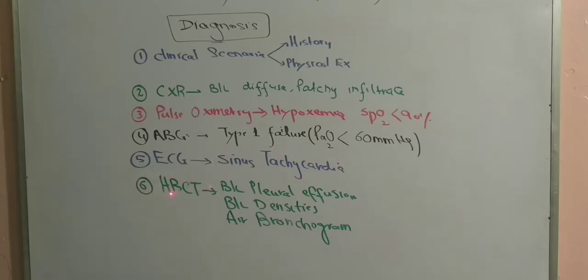And finally, we can also get the high resolution CT chest, because if X-ray cannot show something, HRCT will surely show. So there can be bilateral pleural effusion. Then there can be bilateral densities, and we see the air bronchogram, because there can be pneumonic patches, or ultimately these patients do develop bilateral densities which have got the bronchioles within them. So that just shows up as the air bronchogram.